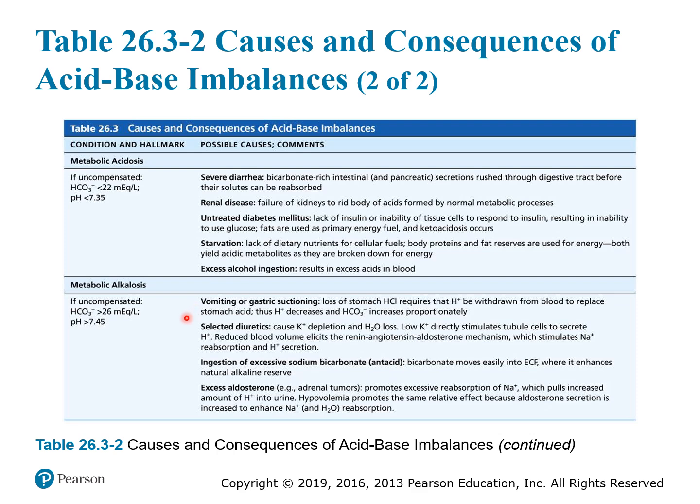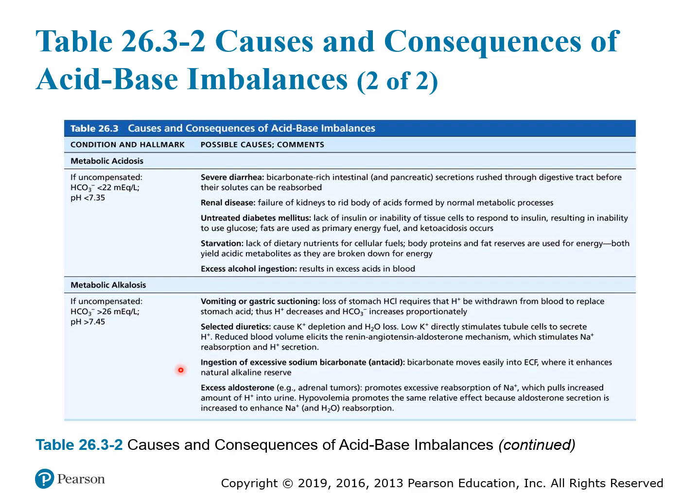This leads to metabolic alkalosis. Then some diuretics can cause alkalosis. They cause calcium depletion and water loss. Low calcium directly stimulates the tubule to secrete hydrogen ions, and reduced blood volume elicits the renin-angiotensin-aldosterone mechanism, which stimulates sodium reabsorption and hydrogen ion secretion. So the aldosterone mechanism not only gets rid of the potassium, it also gets rid of the hydrogen.